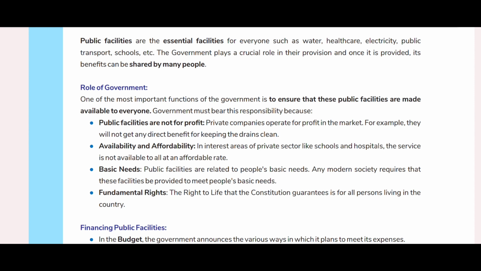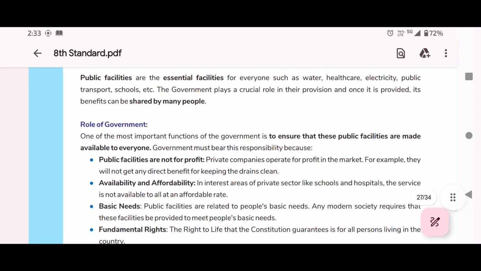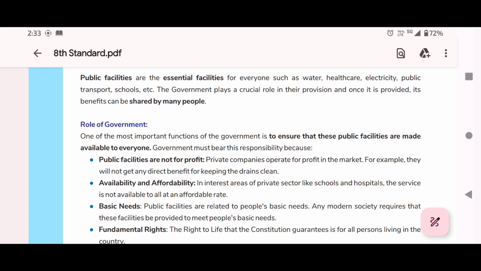Public facilities are the essential facilities for everyone, such as water, healthcare, electricity, public transport, schools, etc. The government plays a crucial role in their provision, and once it is provided, its benefit can be shared by many people.